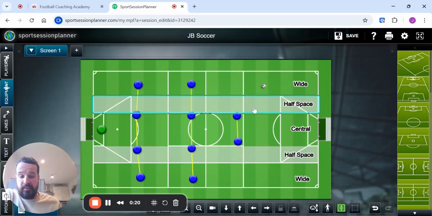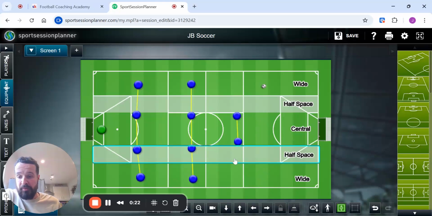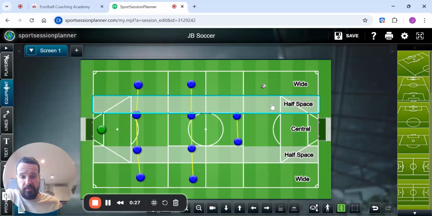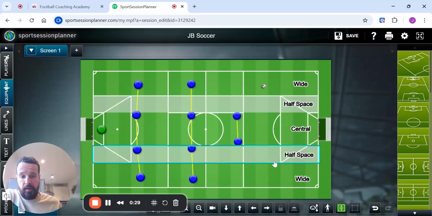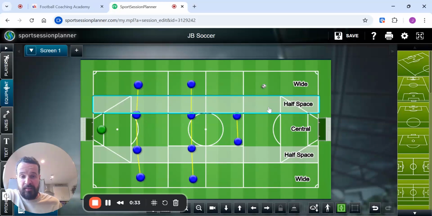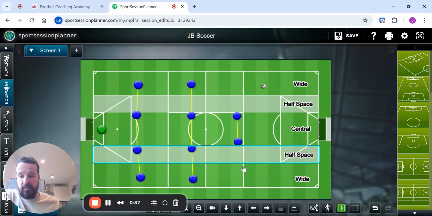So traditionally, or the way I like to look at a football pitch, we've got 5 lanes. So we've got 2 wide areas, we've got 2 half space areas here that I've highlighted in grey, and then we've got a central area. So that gives us 5 lanes of reference, okay, which we're going to come back to later on in the video.